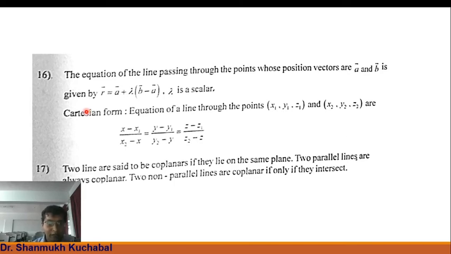Next one: two lines are said to be coplanar if they lie on the same plane. Coplanar means they lie on the same plane.